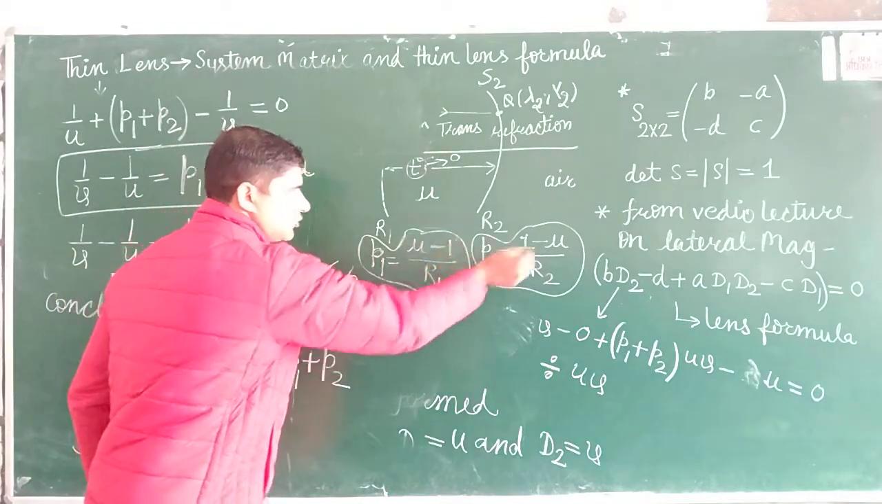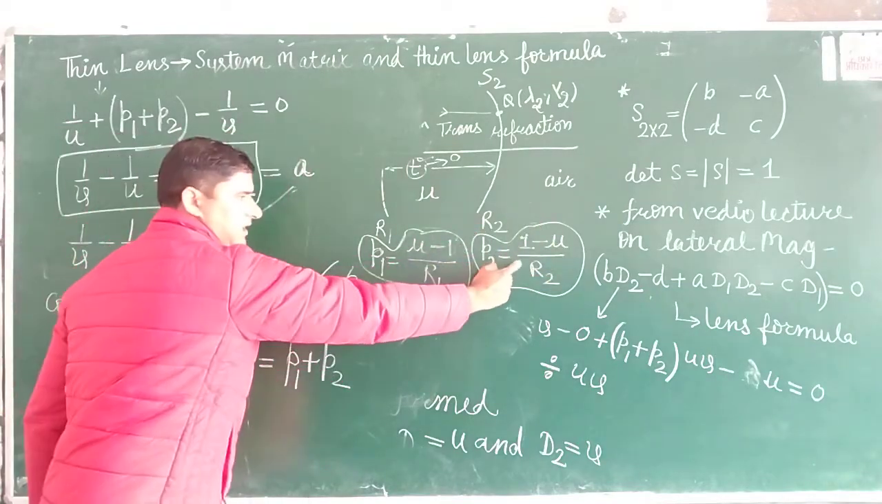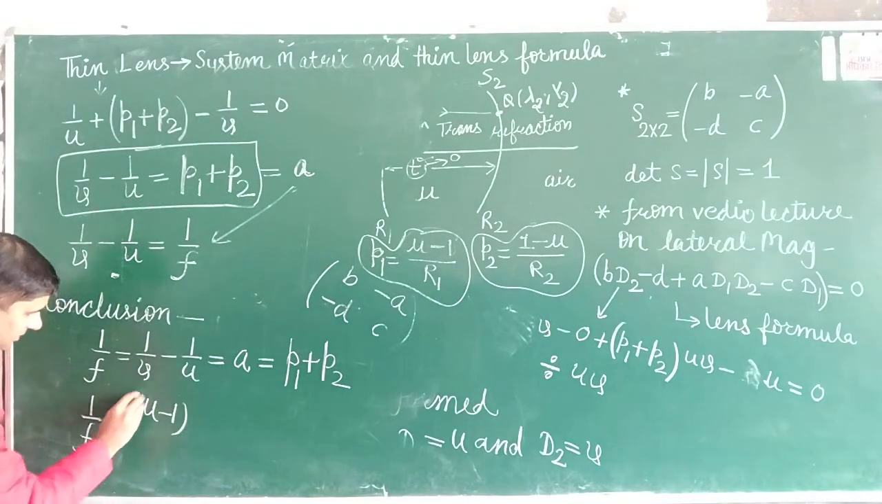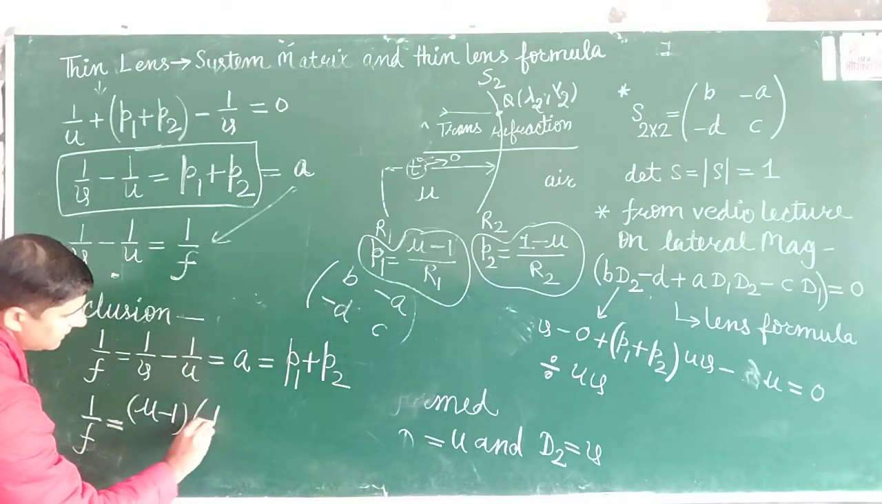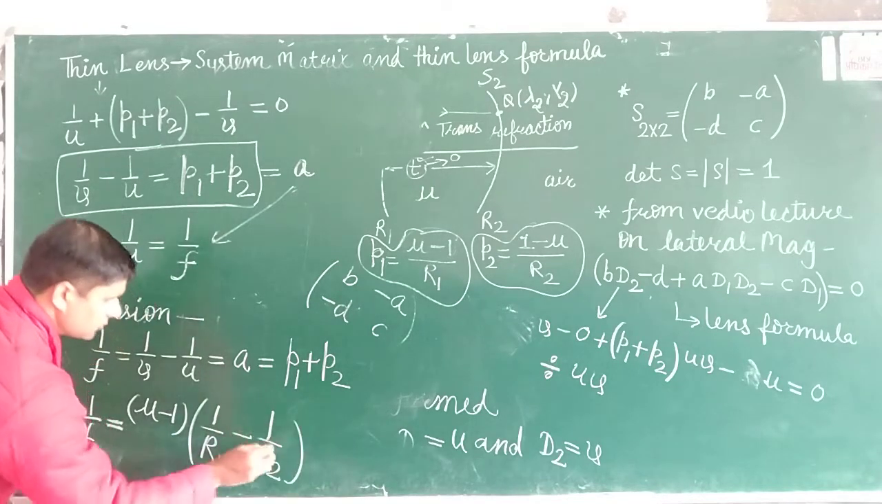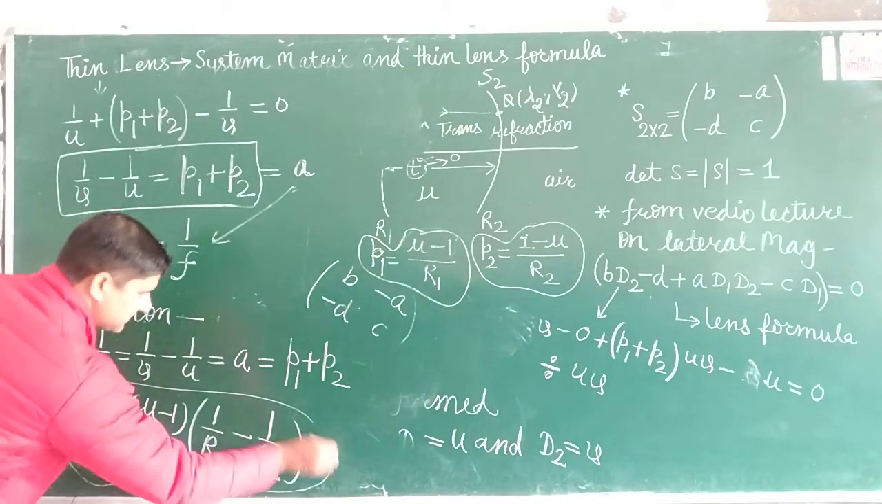You see the numerator can be taken common by taking the negative sign before this. So here I will write mu minus 1, and here you will get 1 by R1 minus 1 by R2. So class, this is the thin lens formula.